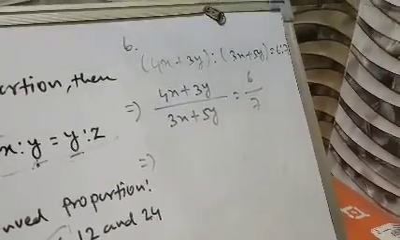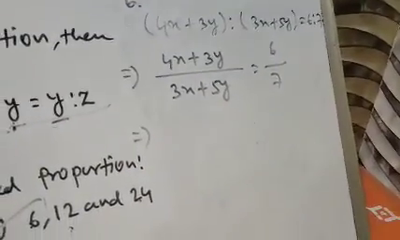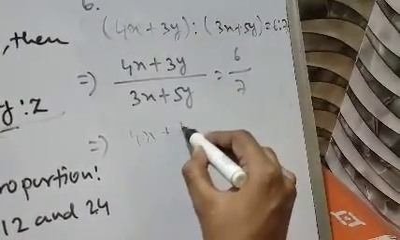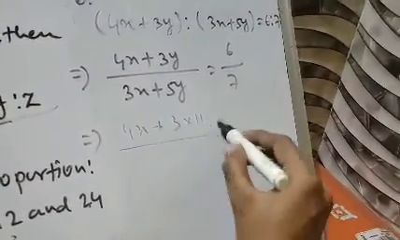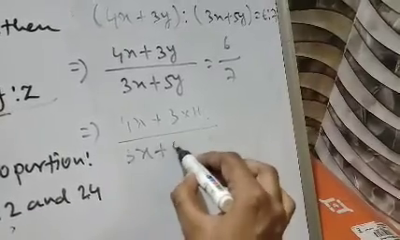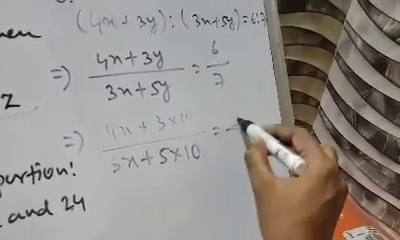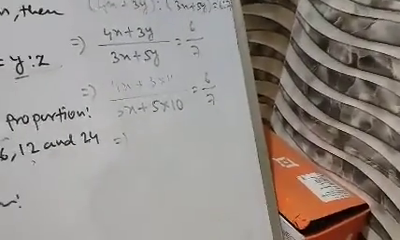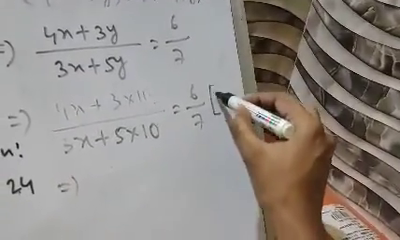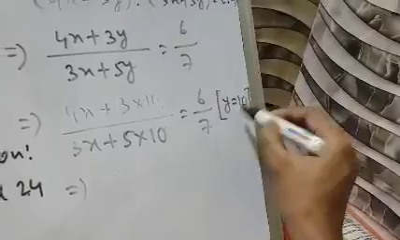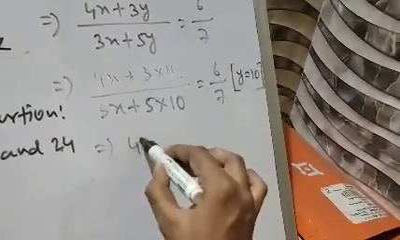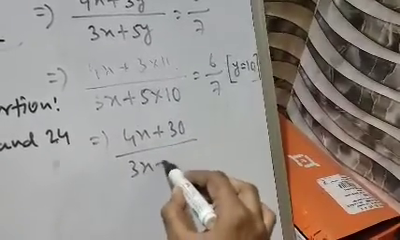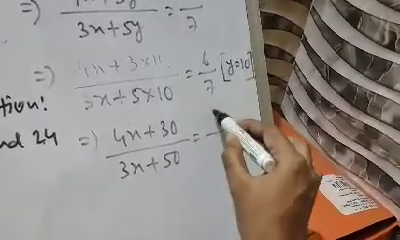Clear? Now put y equals 10 because it is given in the question. So 4x plus 3 into 10 divided by 3x plus 5 into 10 equals 6 by 7, because y equal to 10 is given. So you can write in bracket that y equals 10, it is given in the question. So 4x plus 3 into 10, that is 30, 3x plus 5 into 10, that is 50, equals 6 by 7.